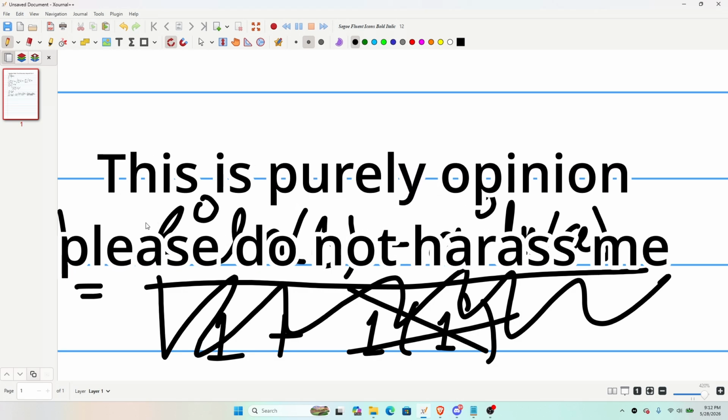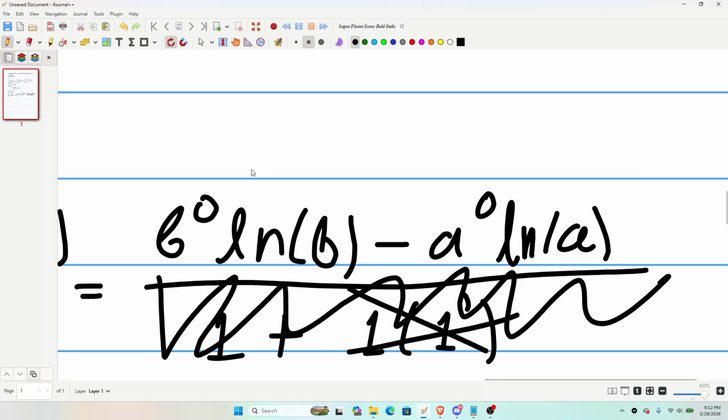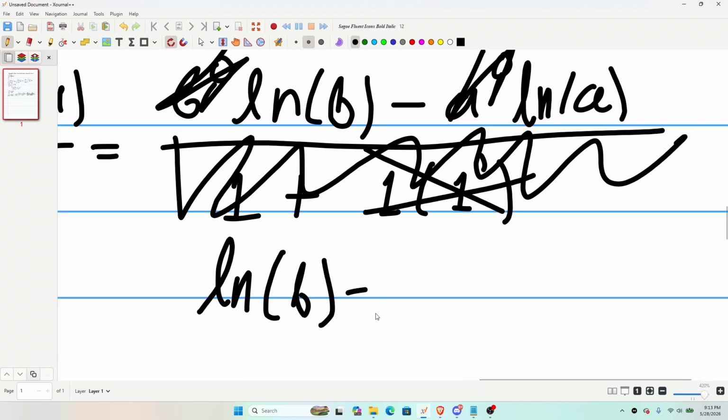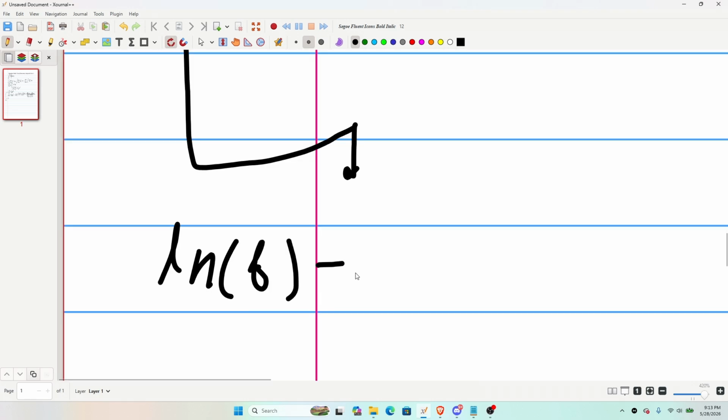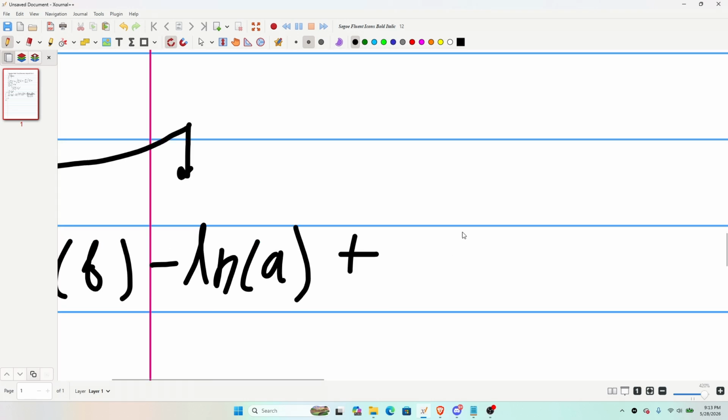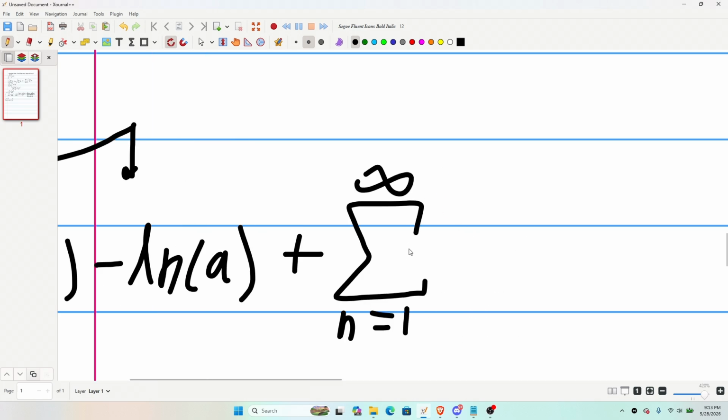Fight me. For general cases, b to the 0 is going to be 1 and a to the 0 is going to be 1. So these go away. And you're just left with the natural log of b minus the natural log of a. And that is going to be our first term, ln b minus ln a plus the sum from n equals 1 to infinity.